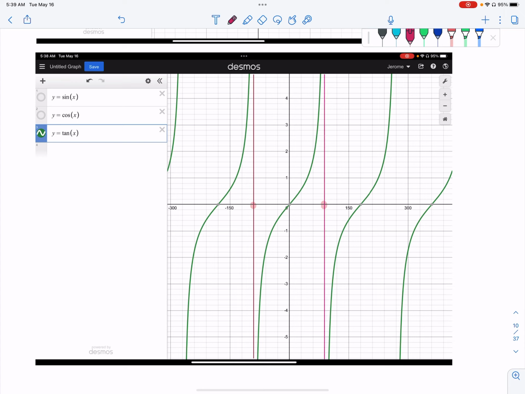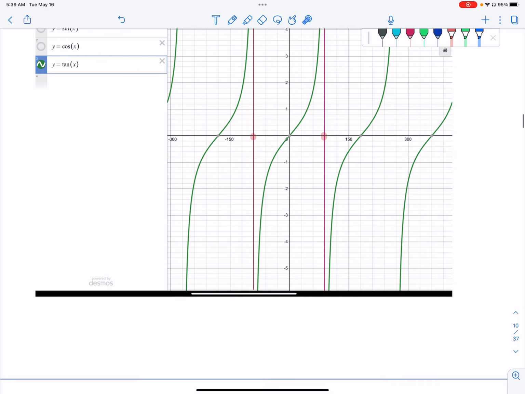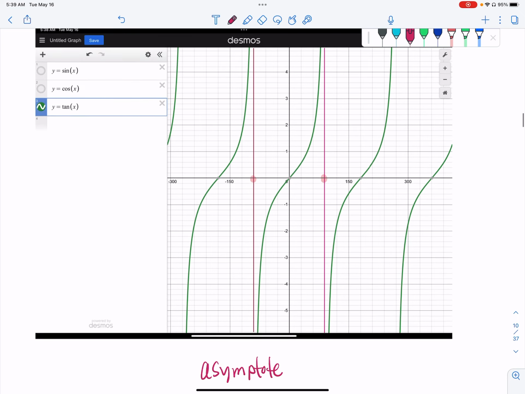Okay, so your graph is not going to put those things in here because they're not really part of the graph of tangents. But this thing is called an asymptote. Let me write that down. And an asymptote is a line that's not really part of your graph, but it's a line that your graph tries to get closer and closer to and never actually reaches. Okay, so this is at negative 90 degrees and then positive 90 degrees.